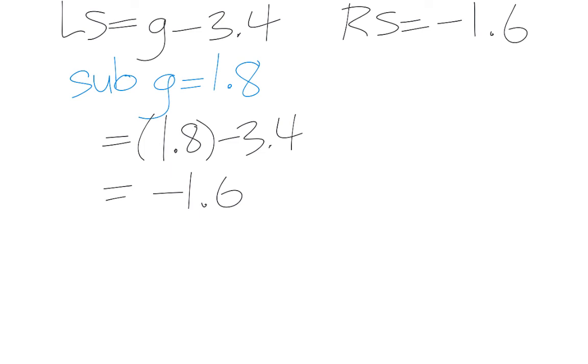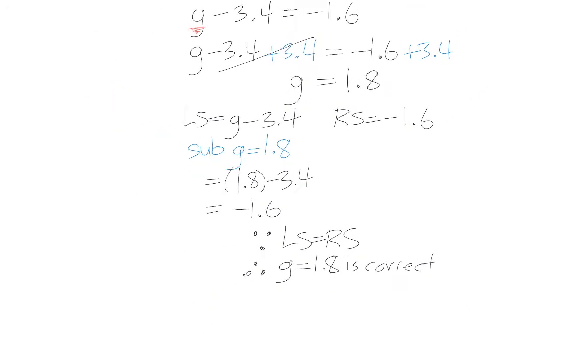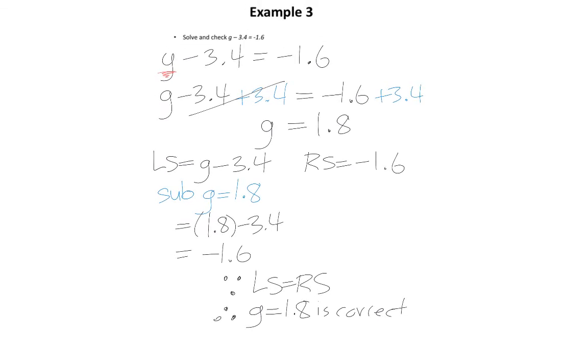So I'm going to make a little concluding statement. Since left side is equal to right side, therefore, g, which is equal to 1.8, is correct. And that is how you check to see if your solution is correct.